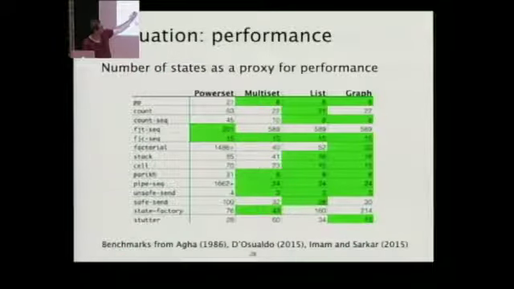And we look at the number of states here. We saw that in our evaluation, the number of states is linked with the time it takes to analyze the program. We have a 1 minute timeout here. And we see that the fewer states we have, the faster the analysis is. And we see that the list and the graph abstraction usually produce the smallest number of states.